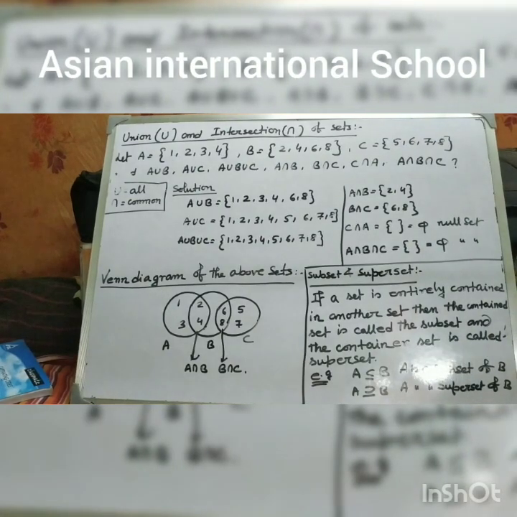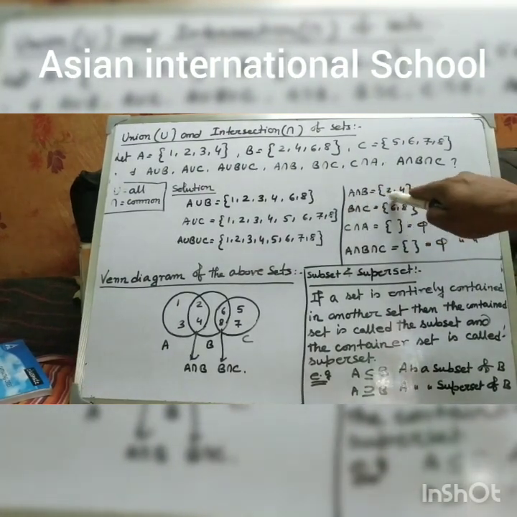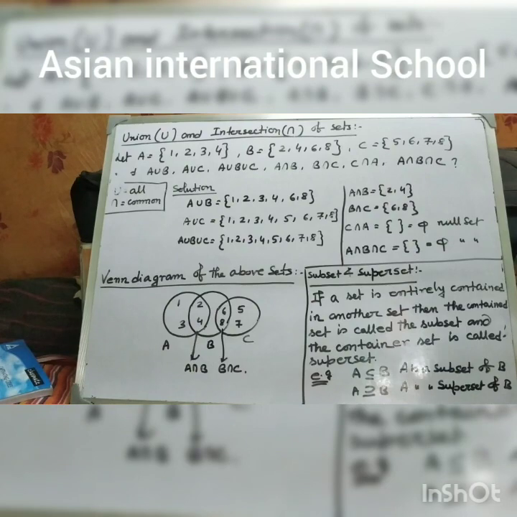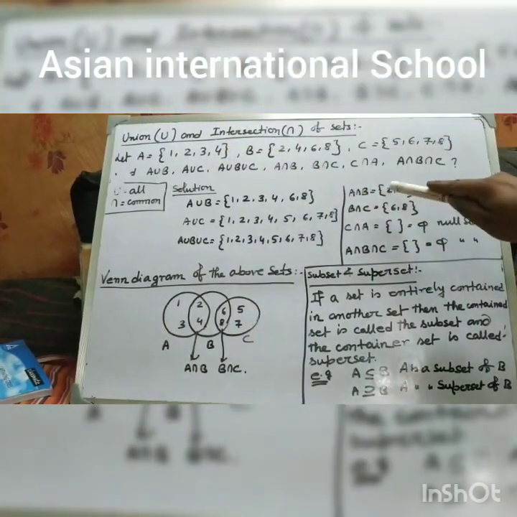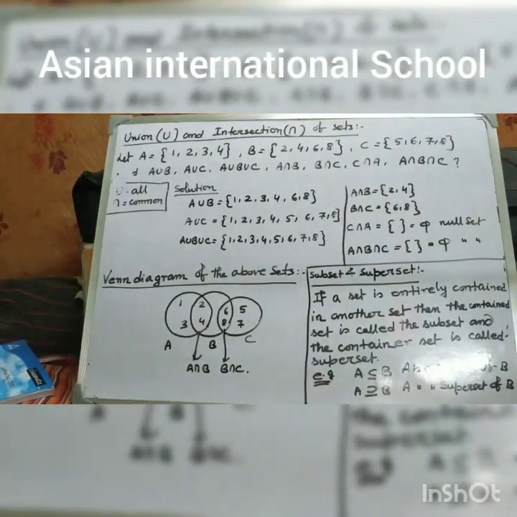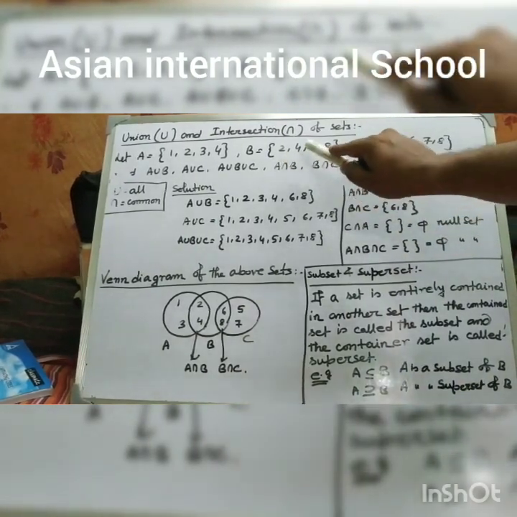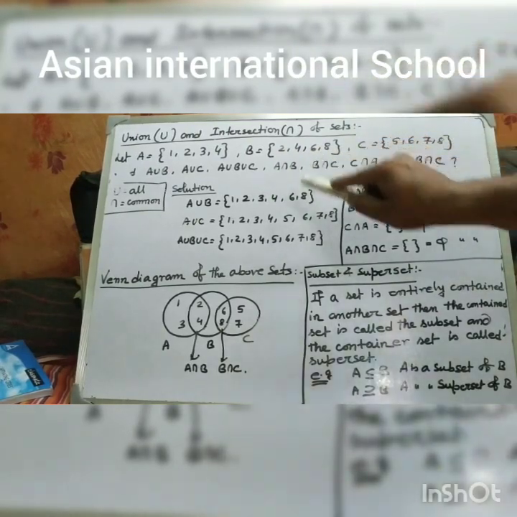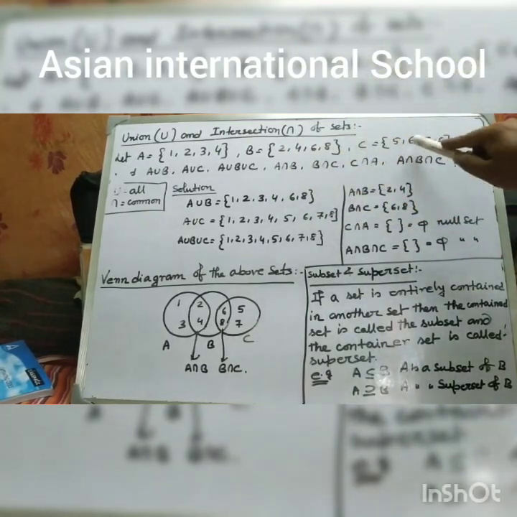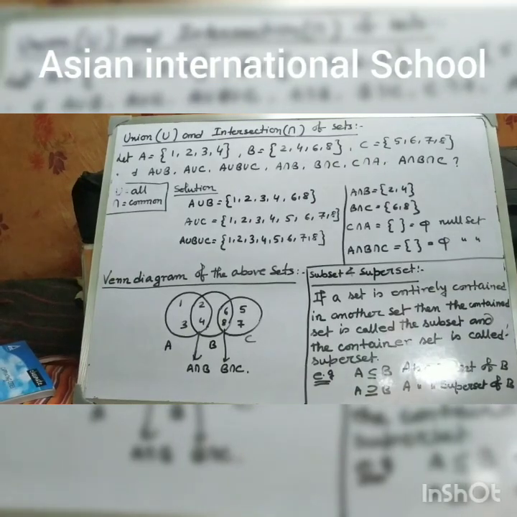Similarly, come to the intersection part. A intersection B. What are the common elements between A and B? That is 2 and 4. So 2 and 4 are the elements within the set A intersection B. Similarly, B intersection C. What is the common element? For B intersection C, the common elements are 6 and 8. I have written 6 and 8.